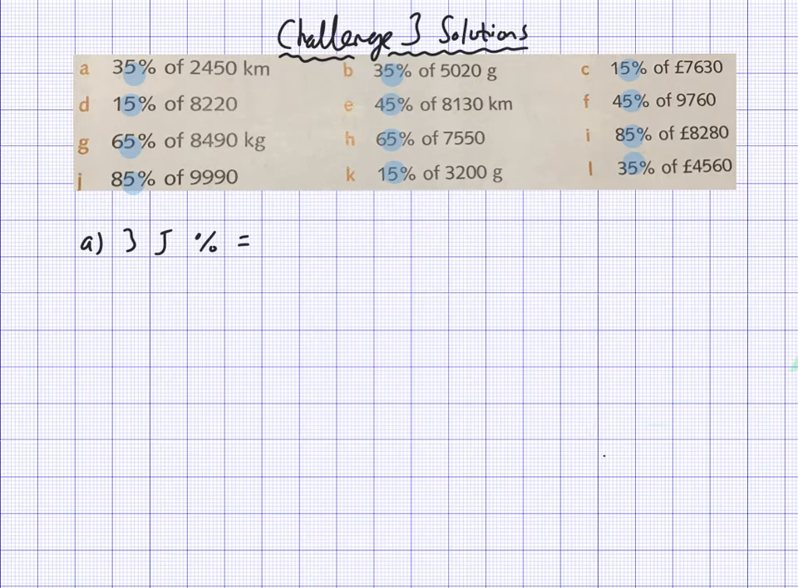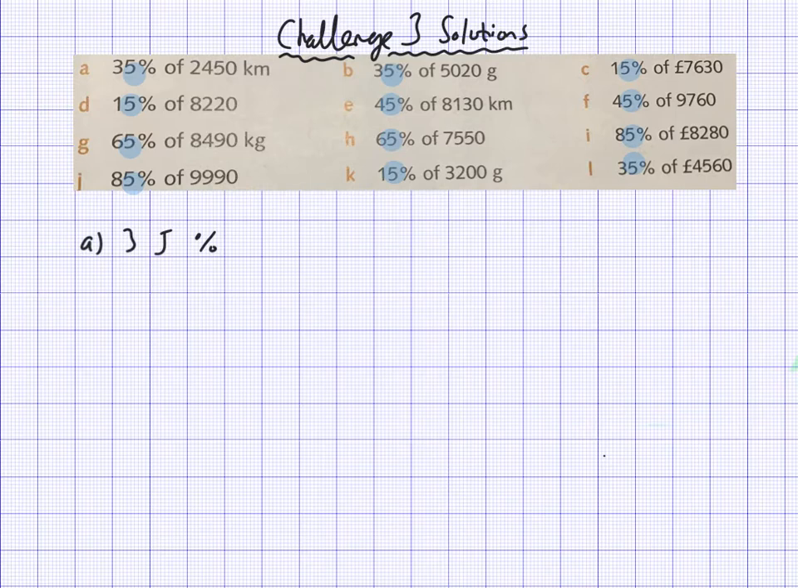So I'll work through A a bit slower, and then you'll get the idea. For A, I'm finding 35% of 2,450. So what I'm going to do first of all is find 30% of that.